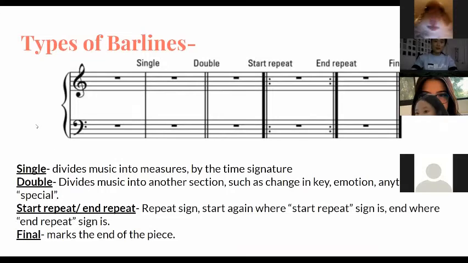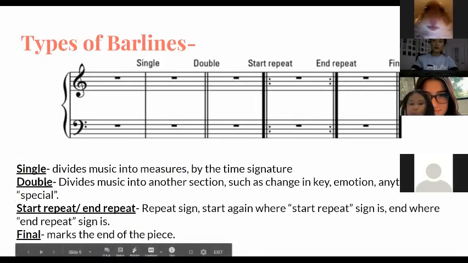Okay, so single bar lines divide the music into measures, right? We just talked about that, according to the time signature. Double bar lines divide music in the same way, but are less seen because double bar lines usually divide music into different sections. So, for example, if you're playing a piece that's very slow in the beginning, and then suddenly it changes to a faster tempo, we're going to put a double bar line there, so we can indicate that it's changed.